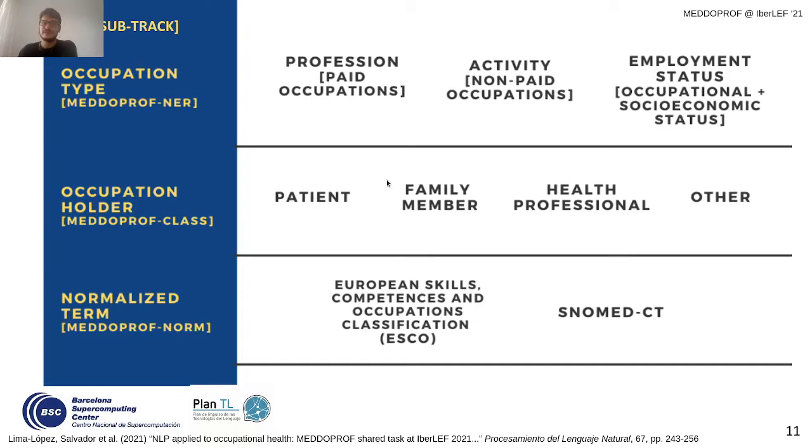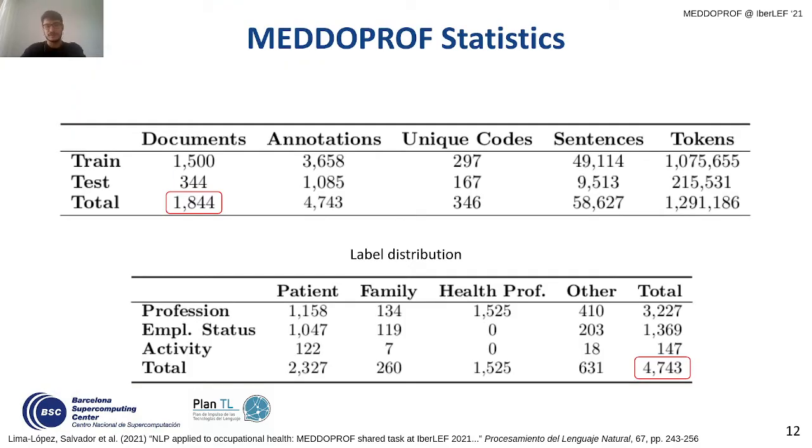So MEDDOPROF has three different subtracks. The first subtrack is called MEDDOPROF-NER. It's about detecting different occupation types, so the three types that I just explained: professions, activities, and employment statuses. The second subtrack is MEDDOPROF-CLASS, which is about classifying these occupations according to their holder into, as I just said, patient, family member, health professional, or other. And finally, a normalization subtrack called MEDDOPROF-NORM, in which these occupations had to be normalized to either the ESCO classification or SNOMED-CT.